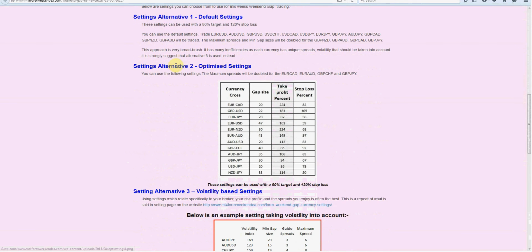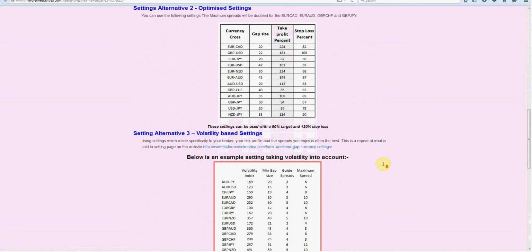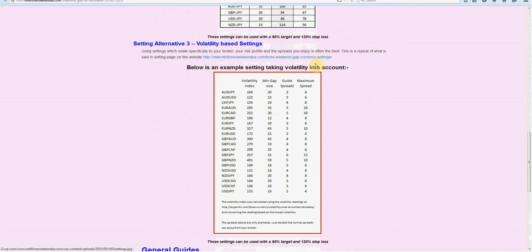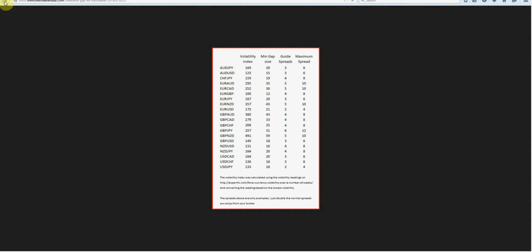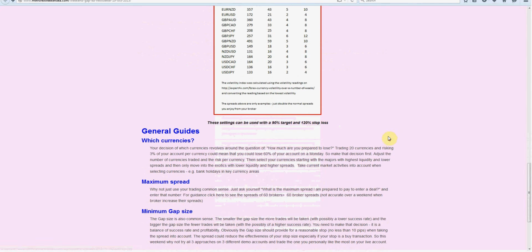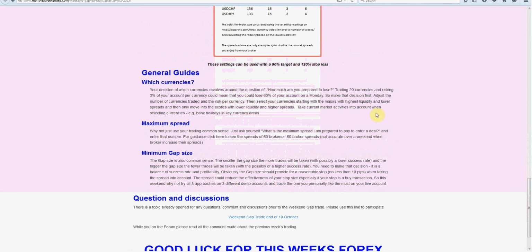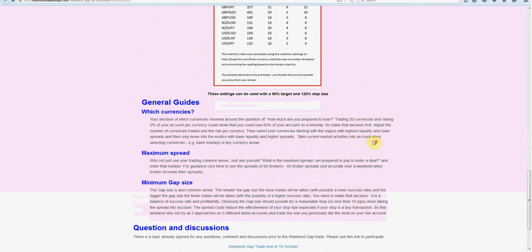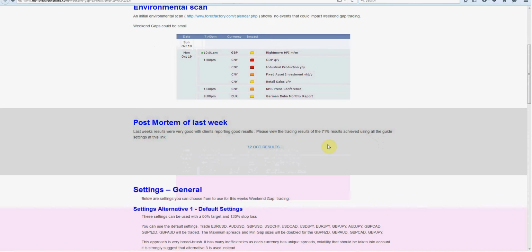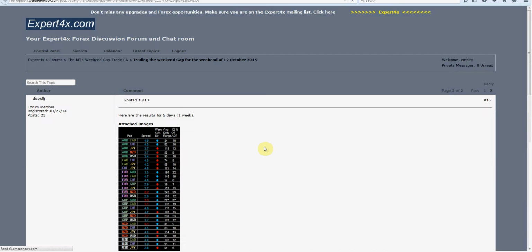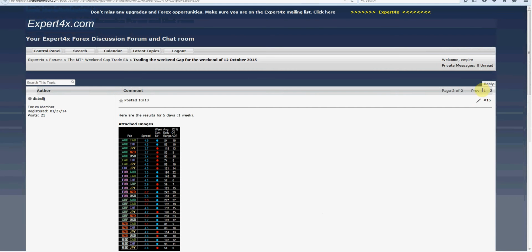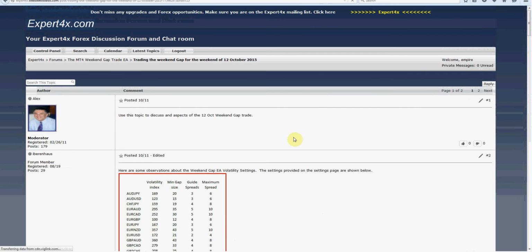But I want you guys to see here, these are the settings and the currency pairs that he trades. Then also you have an option to use the volatility based settings. So you have a lot of options here to see which method you personally want to use. What I've showed you guys, I'll talk about that in a moment here. Let's go ahead and take a look at last week's settings, because it's been doing really good the last few weeks here. At least I've been seeing lots of people profiting in the trade room, or in the forum, excuse me.